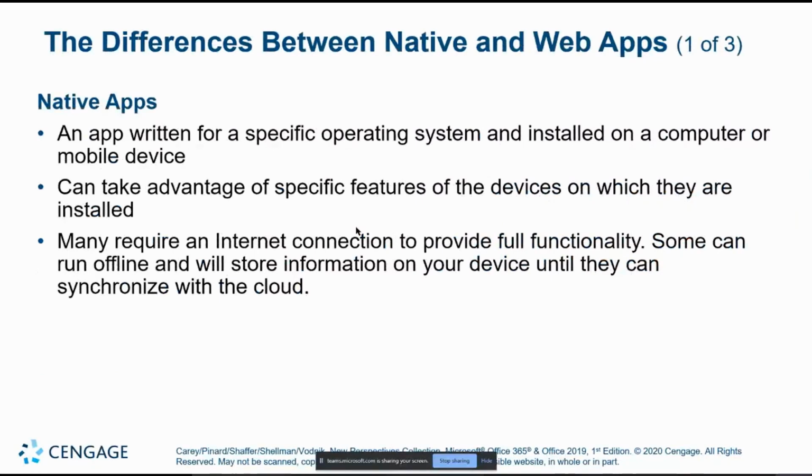Talking about native apps, a native app is an app written for a specific operating system and installed on a computer or mobile device. This is essentially another way of naming a local app. These can take advantage of specific features of an operating system, which is generally why they tend to be more powerful. They can take full advantage of what they're running on, as opposed to being limited to a web browser. And many of these may require an internet connection.